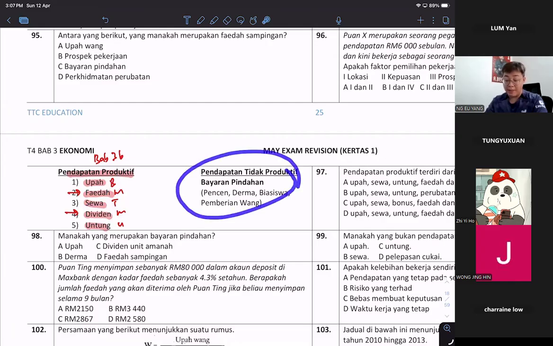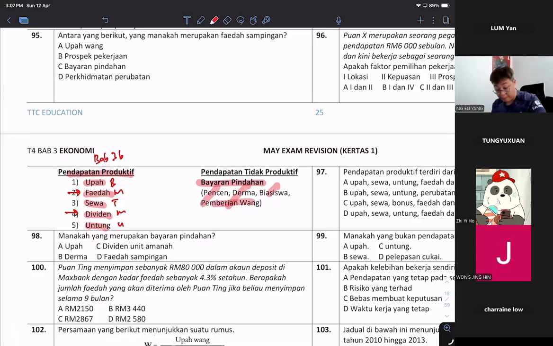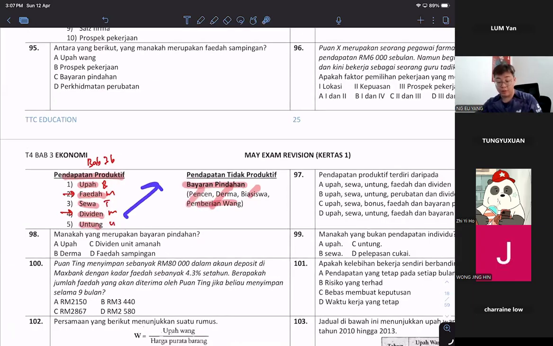Okay, so what's pendapatan tidak produktif? Just bayaran pindahan. What's the contoh for bayaran pindahan? Retiring pension, donations, biasiswa, and then pemberi wang. Just try to give the donations. Okay, pemberi wang is like donations. So this is all bayaran pindahan, including the wang saku from the teenagers. So done for the bab 3B.